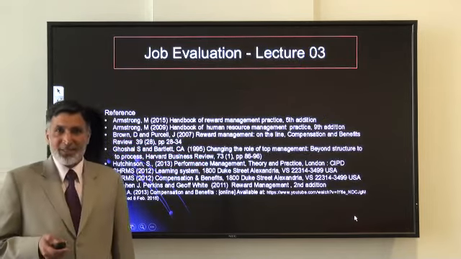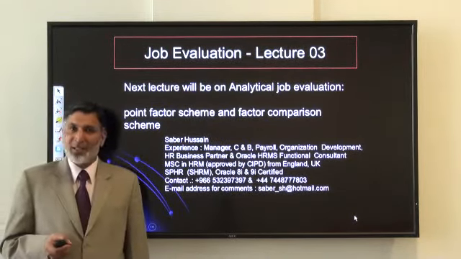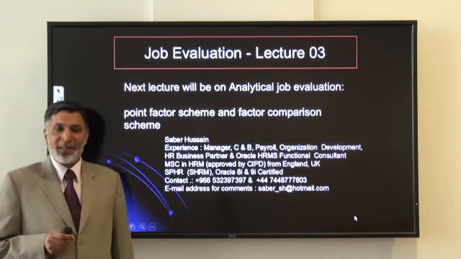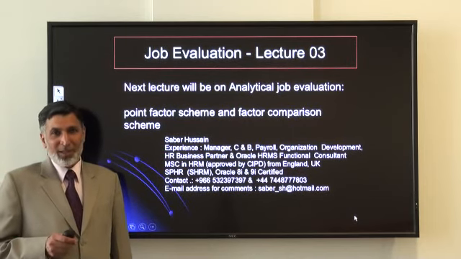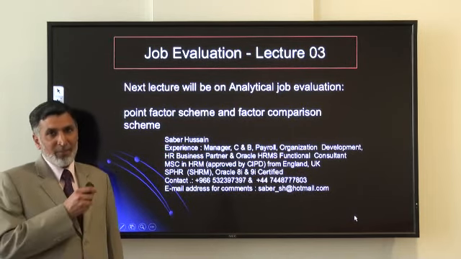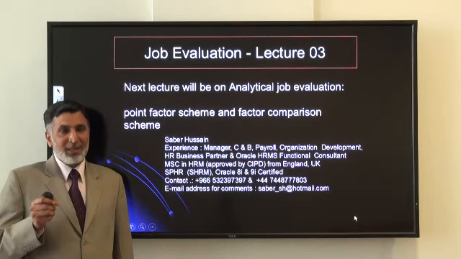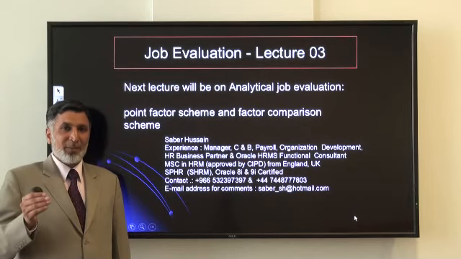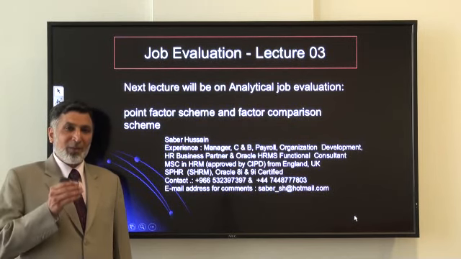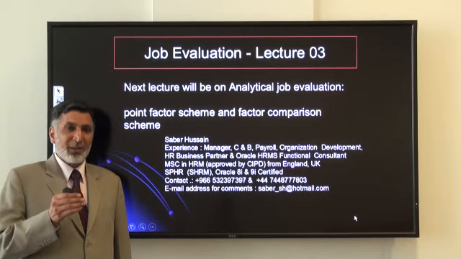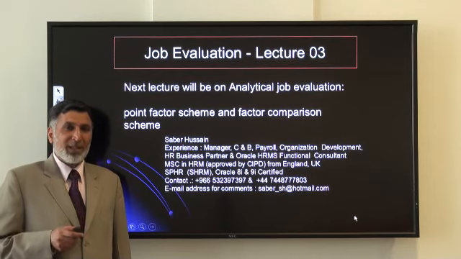So this is today's lesson. In the following lecture, we will talk about the analytical methods, the point factor method, and the factor comparison method. We will also see the market rates, how to determine them, and, as we mentioned, the table where we will also place the minimum, mid and maximum salary, how much the spread should be, and how much the difference between one level and another should be in the pay scales.